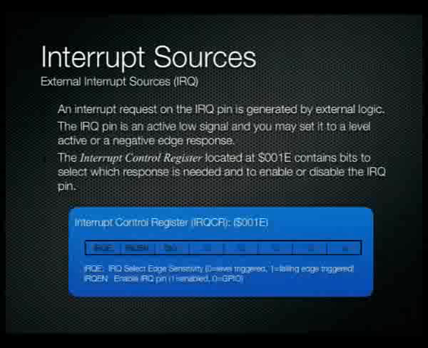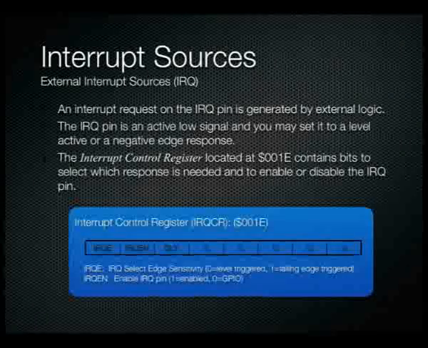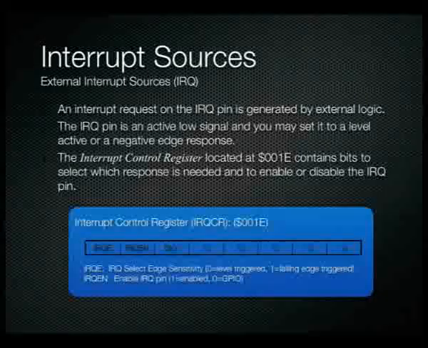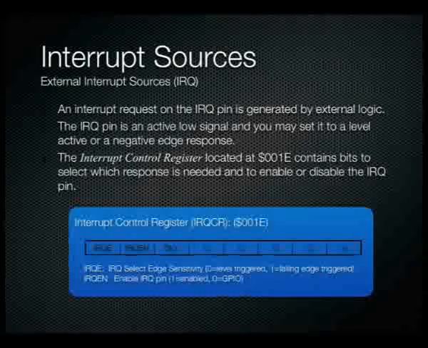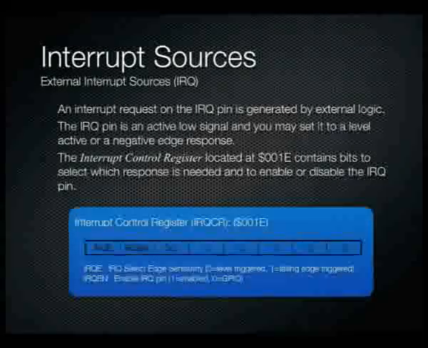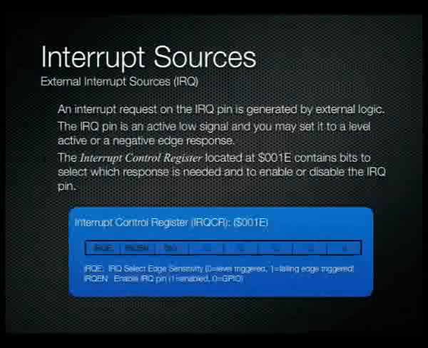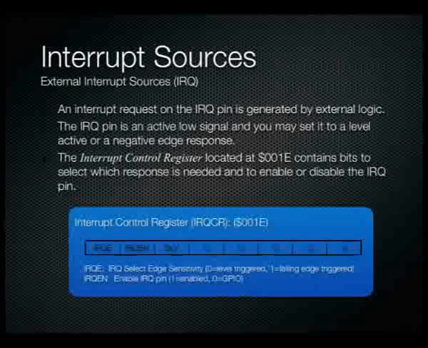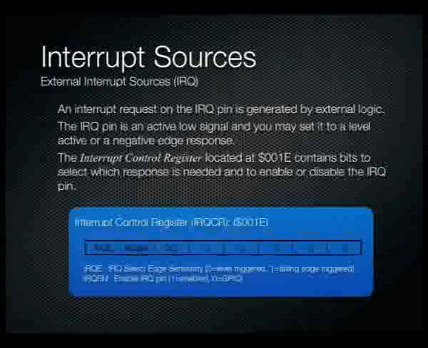The pin next to it is the IRQ enable. So effectively we can disable or enable the external pin. If we put a one in that location, then in fact it's an IRQ pin. If we put a zero in that location, then in fact it's just a general purpose IO pin. Okay, and delay is used for timing mechanisms beyond the scope of this lecture. It's not actually anything to do with interrupt sources.